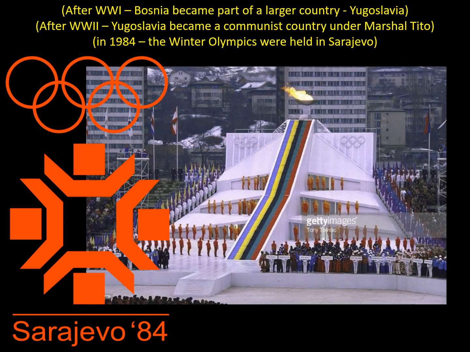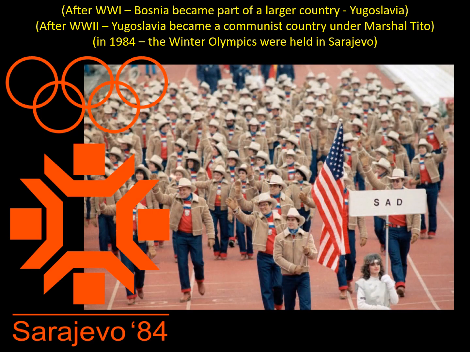In 1984, the Winter Olympics were held in Sarajevo. Here we see the torch lighting ceremony in the downtown area. Here's the American team marching in with their Western attire, cowboy hats and sheepskin jackets.